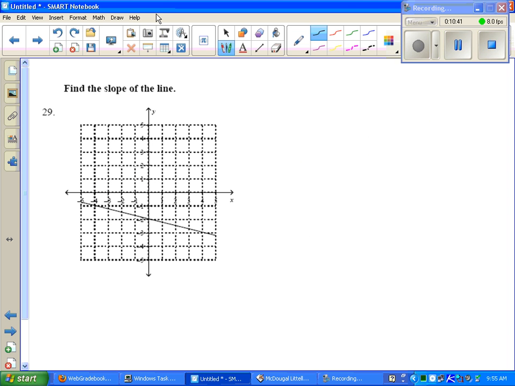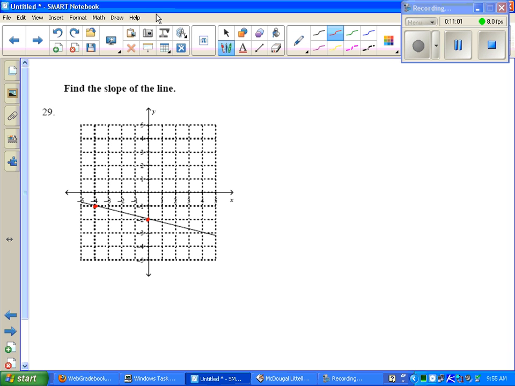28, we're finding the slope of this line. You can count when you have a picture. Look for integer intersections. Remember, integers means those two are good points for integer intersections, not this one here, because it's in the middle of those two. You don't want anything that's in the middle like that. You want something that's on an intersection.